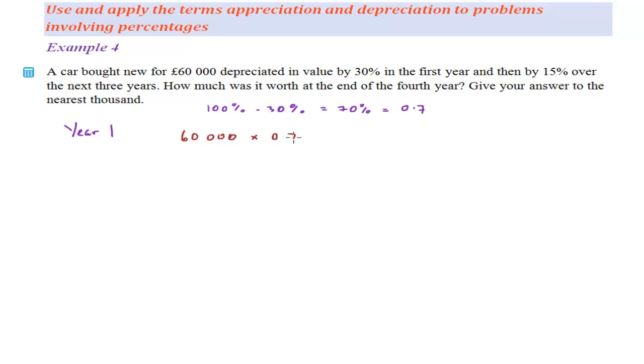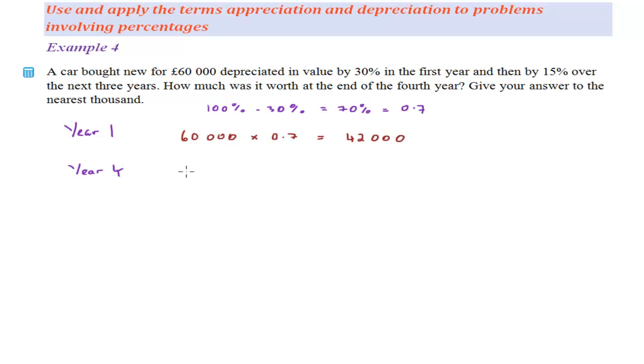So as we've seen earlier, multiplying by something that's less than 1 gives us a value that's smaller than the one we started with, and that's what we want here because this value is going down, it's depreciating. So keying that into your calculator gives us 42,000. So that's the value of the car after the first year, and then we're looking at the next 3 years after that.